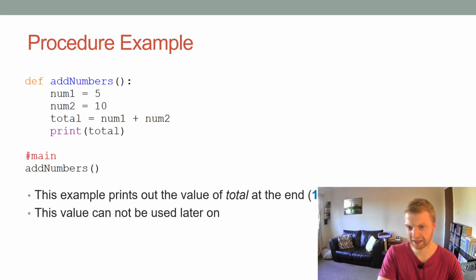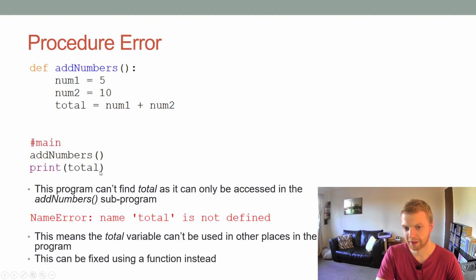Better to look at examples. So here's a procedure. It does some stuff, it prints it out. That's it. That just looks like a regular bit of code, but that is a procedure. You can't use the values total or num1 or num2 later on, because they're stored locally and it doesn't return them. So if you were to try and print total here rather than here, it can't see total. It's using it as local.